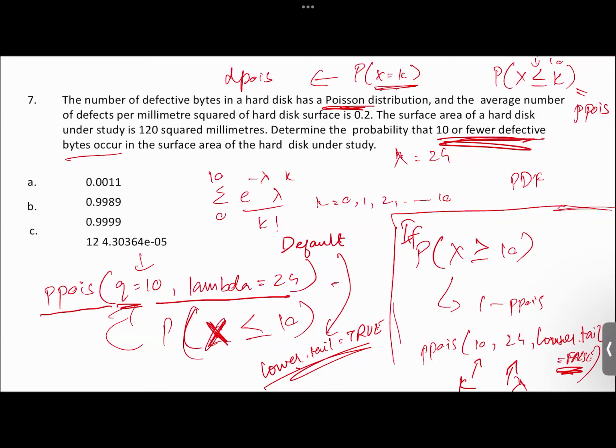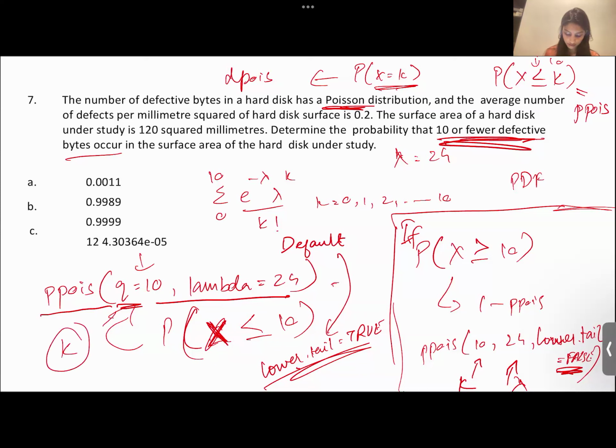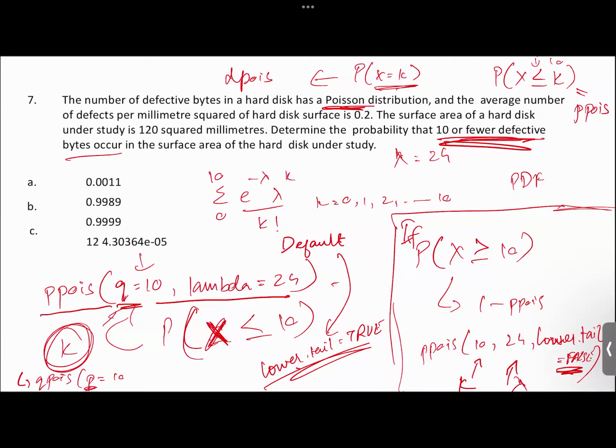What is Q, ma'am? Q is basically your K. It's just a Q notation here. So when you use P pois, you write Q is equal to 10. But when you want to calculate Q pois, which is the quantile, there you specify P is equal to 10. It's just the way they have built the function. But generally, it means K. This first value would be your K.